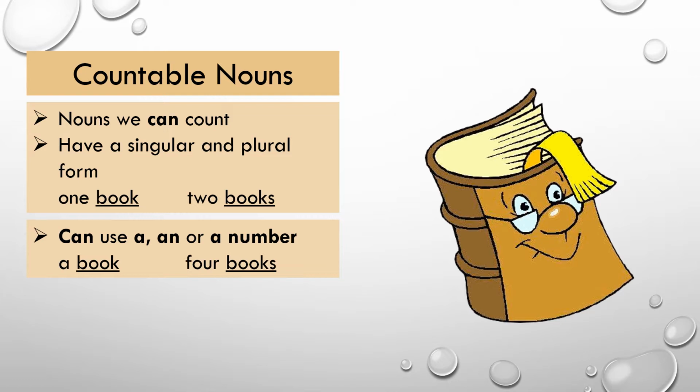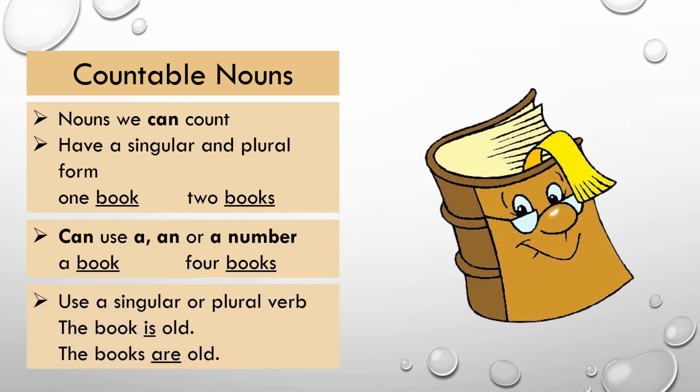We can use a, an, or a number for countable nouns such as a book or 4 books. Kita boleh gunakan a ataupun an untuk objek dengan bilangan 1. Contohnya, a book, sebuah buku. Dan kita boleh gunakan nombor untuk bilangan objek yang lebih daripada 1. Contohnya 4 buah buku. We also use a singular or plural verb to them.